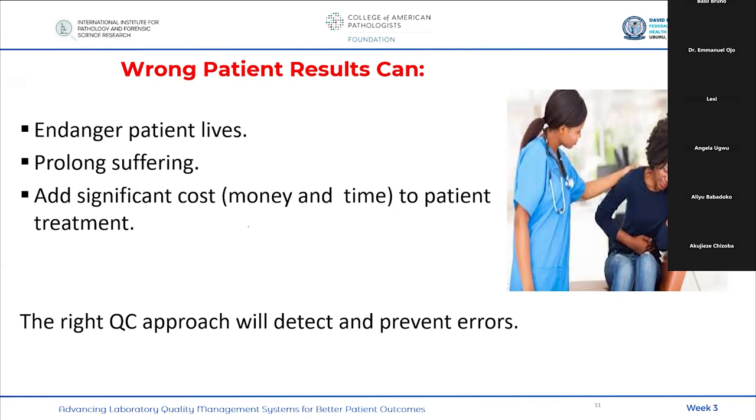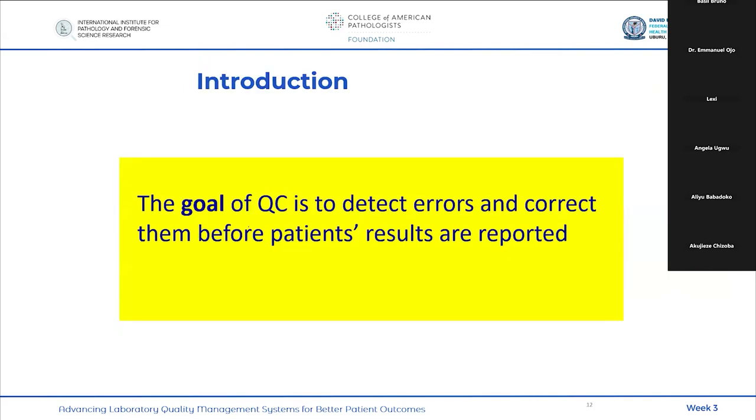in our system. So wrong patient results can endanger patient lives, prolong suffering, and add significant costs to patients' treatment in terms of money and time. And without even being able to address the issue, we had cases where the patients would pass on. So the right quality control approach will detect and prevent errors from happening. The goal of quality control is to detect errors and correct them before patient results are reported.